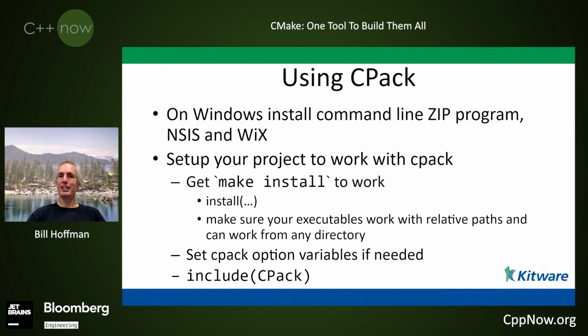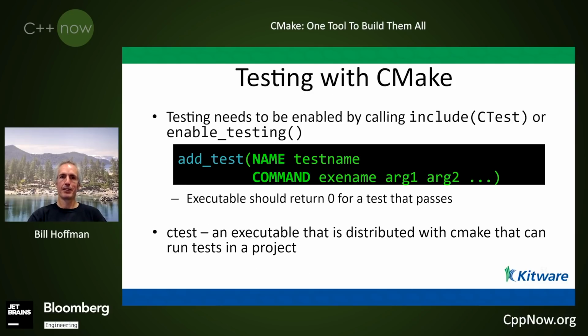Using CPack on Windows, the install command or a zip program has to be installed, Nullsoft or WiX. Setting up your project to work with CPack is really easy. Basically, you get the make install to work, make sure your executables can work with relative paths, can work from any directory, then set up a few CPack options and include CPack, and then CMake will do everything for you.